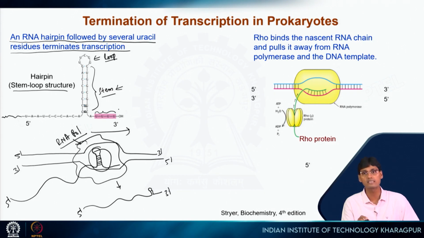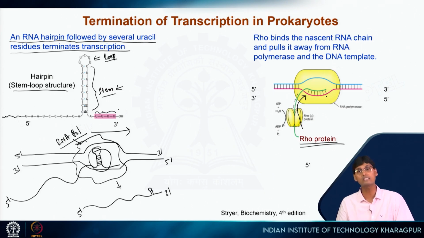Another mechanism exists inside bacteria, called Rho-dependent transcription termination. Rho is a protein which requires some energy and recognizes some sequence, and this Rho protein is a complex protein. So it will migrate and finally dislodge this nascent RNA, or the mRNA, from the transcription complex, right?